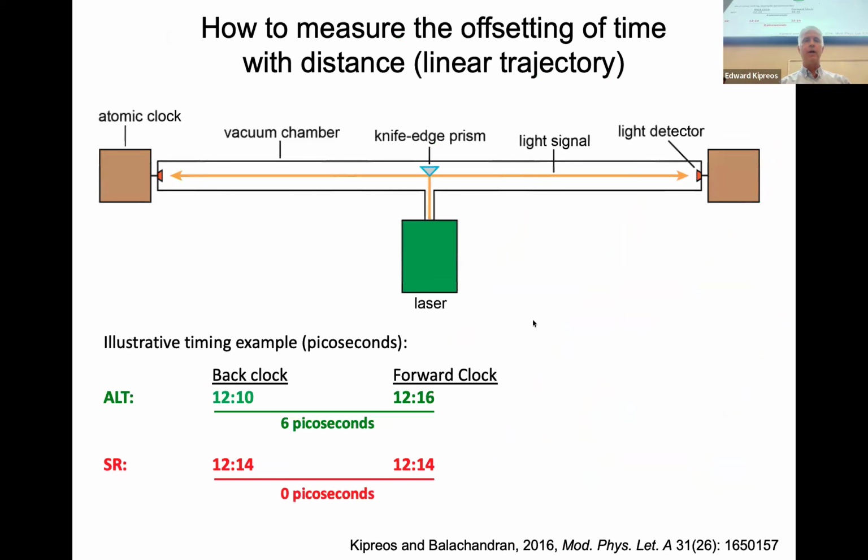So that experiment, this is what you would expect for going about 12 kilometers per second. So you expect about a 6 picosecond difference for the back clock relative to the forward clock for Alt. So it would take longer to go to the forward clock and less time to go to the back clock. And then for special relativity, you would expect no picosecond difference.